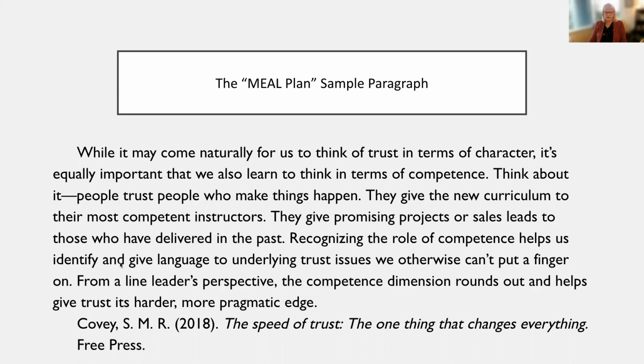Recognizing the role of competence helps us identify and give language to underlying trust issues we otherwise can't put a finger on. From a line leader's perspective, the competence dimension rounds out and helps give trust its harder, more pragmatic edge.